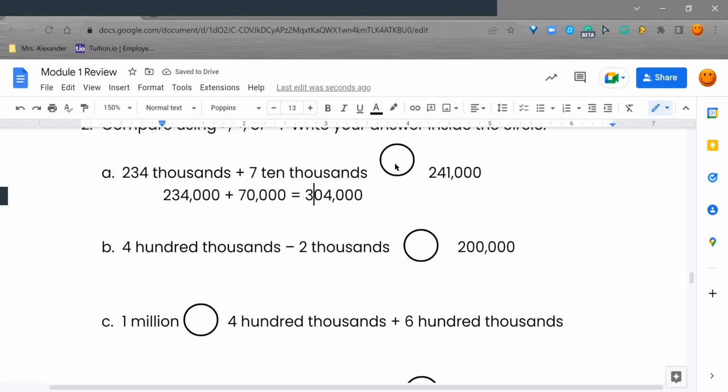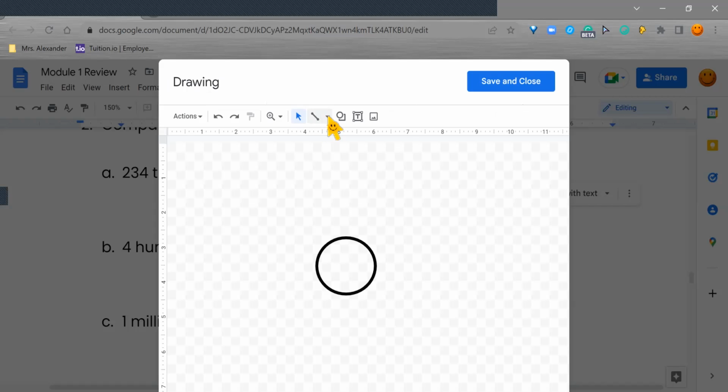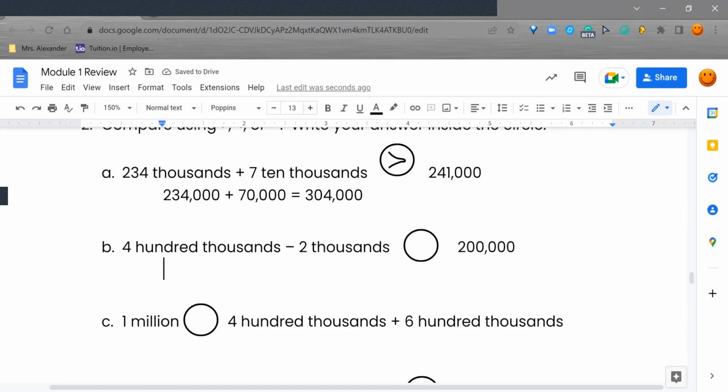So I'm going to jump and click on the circle and jump into it. I see that one is greater than. So I'm going to come to my scribble, and then I'm going to quick make my greater than sign. I'm going to quick make it bigger and make it 8x so that it's seeable. And now I'm going to do the exact same thing with B.